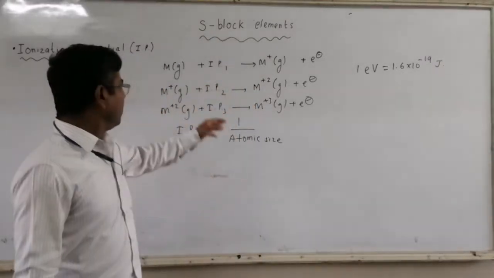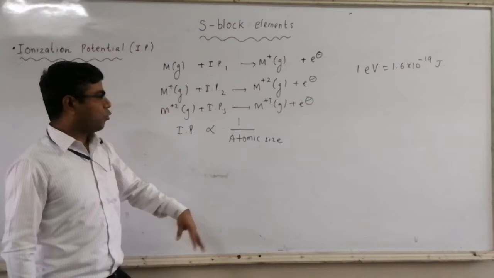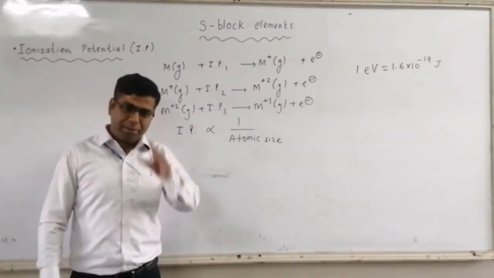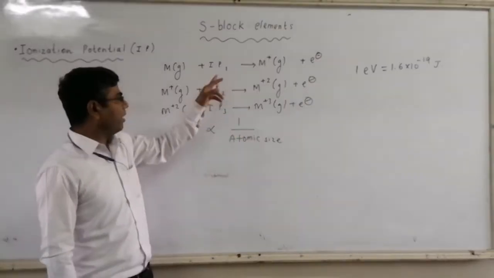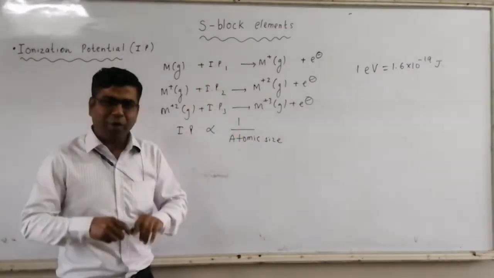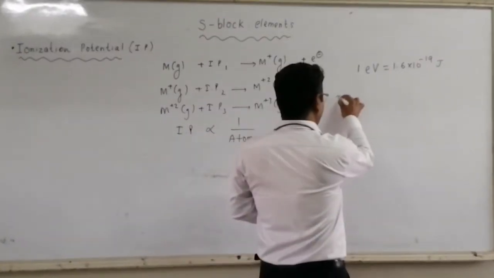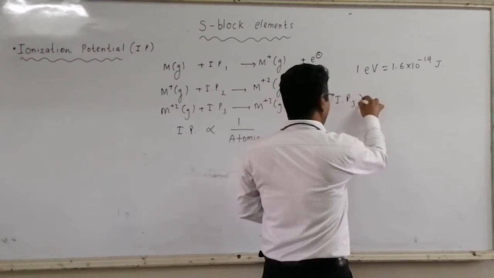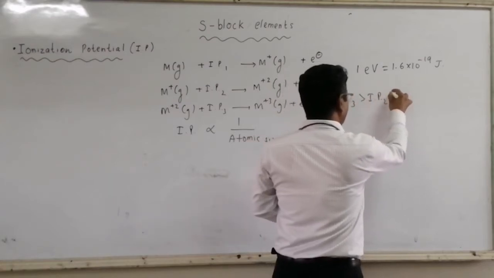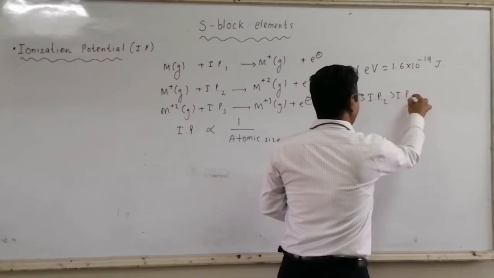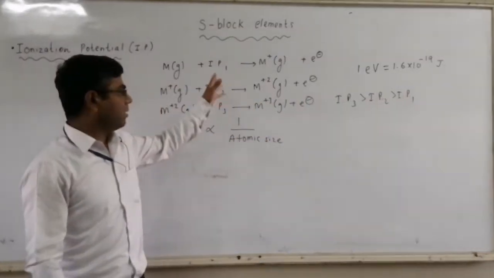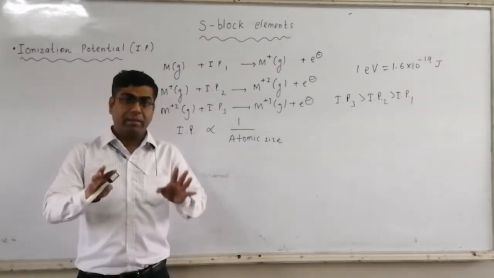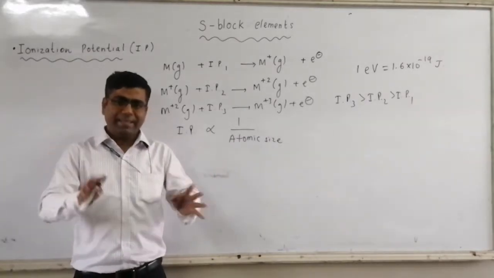Now here we got M plus, we get M plus 2, we get M plus 3. In general, whenever we talk about the values of IP1, IP2 and IP3, it is found that the value of IP3 is more than the value of IP2 is more than the value of IP1. Value of IP1 is lowest here. It is general, not always. It is a general trend.